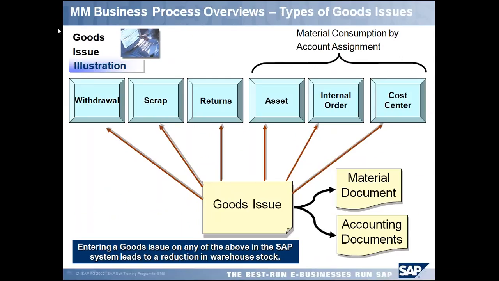Here, you can see the goods issue, the withdrawals, scrap. This is what you're talking about, returns, isn't it? That's right. For internal assets, because we have our own machines, which are assets, we need some materials. For internal orders and cost centers, you also need to send the GI. So there are different issues here, and withdrawal is one of them.